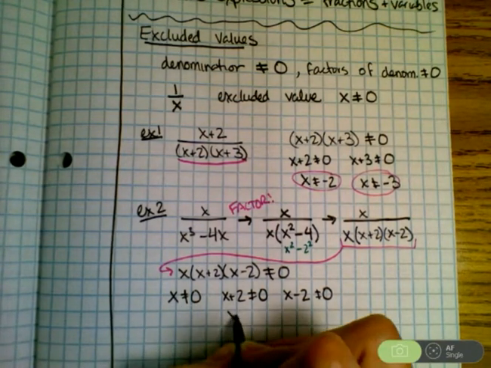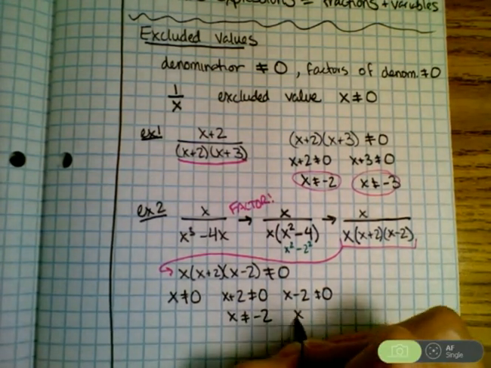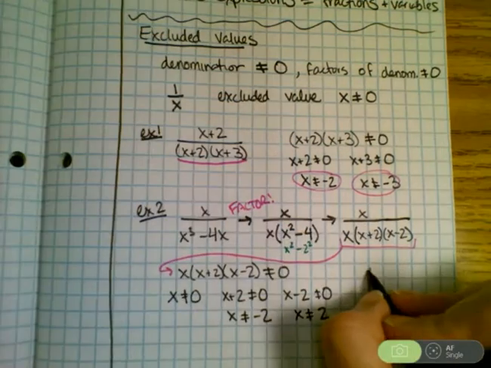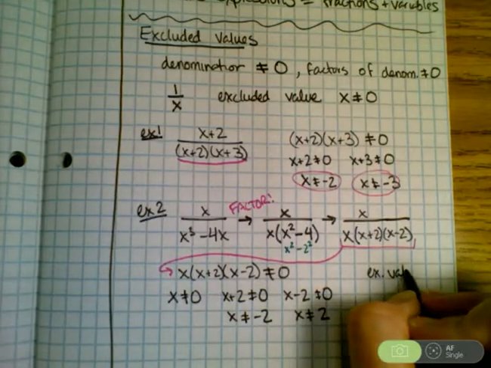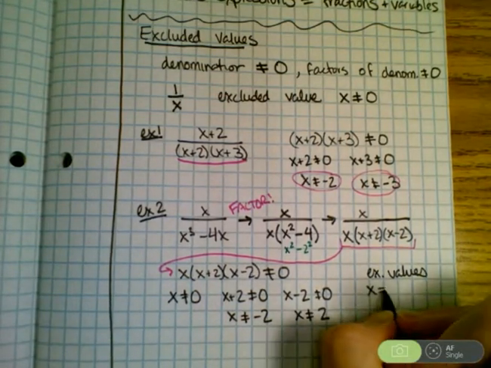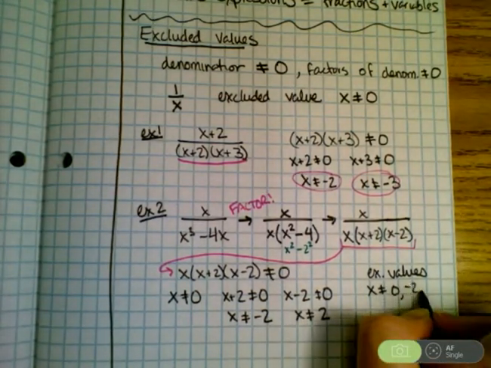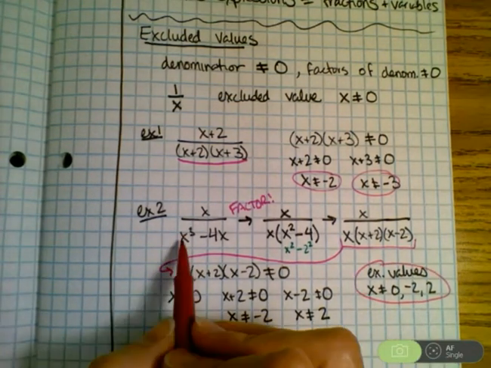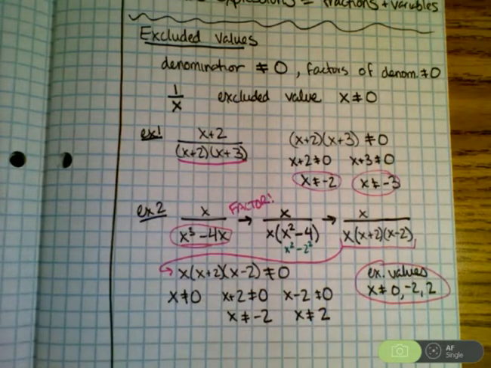X can't be 0. X also can't be -2. And X can't be +2. So for this particular problem, the excluded values are x not equal to 0, -2, and 2. And again, those come from the denominator.